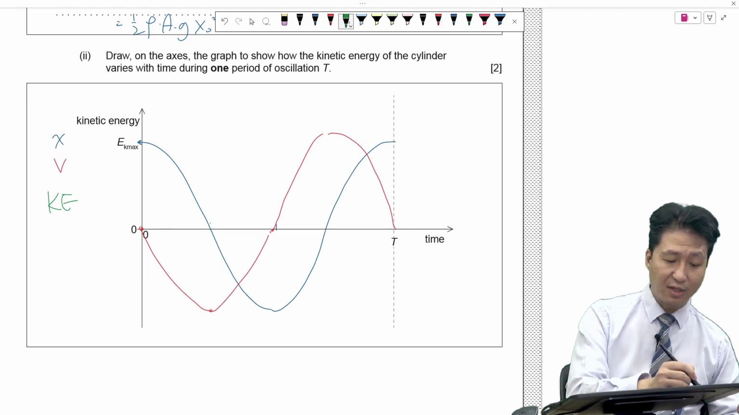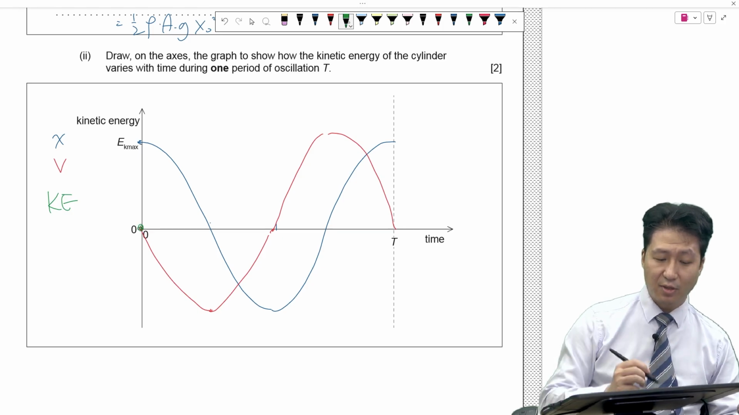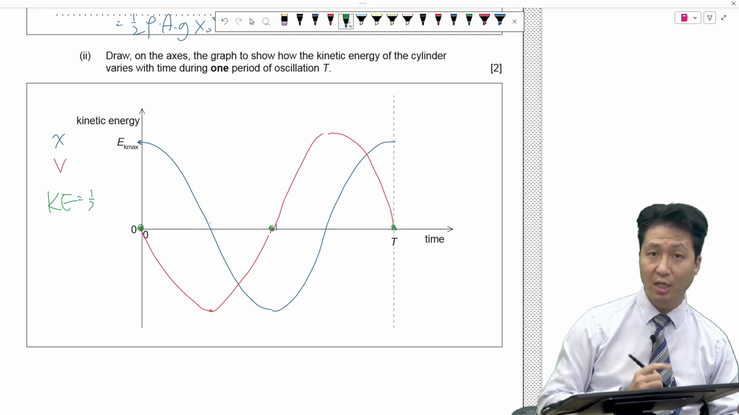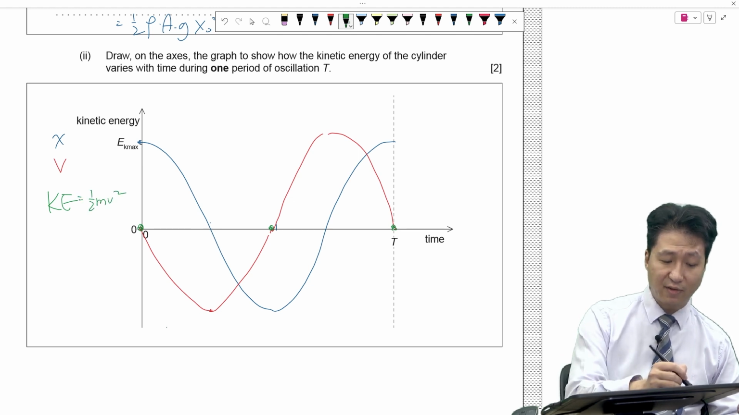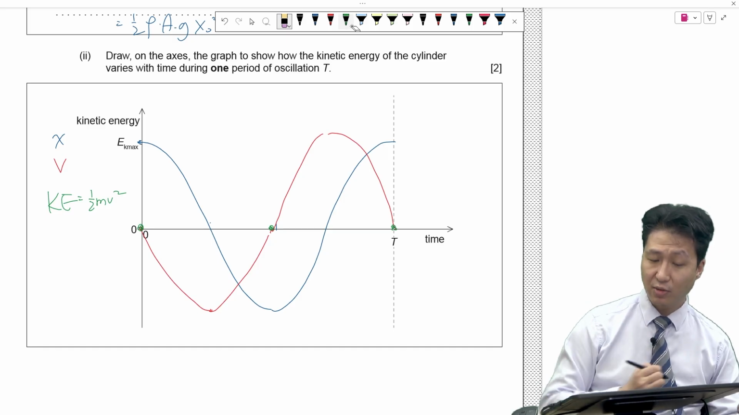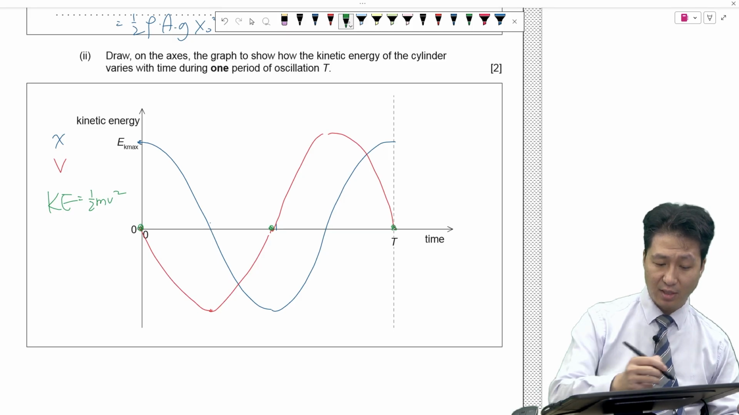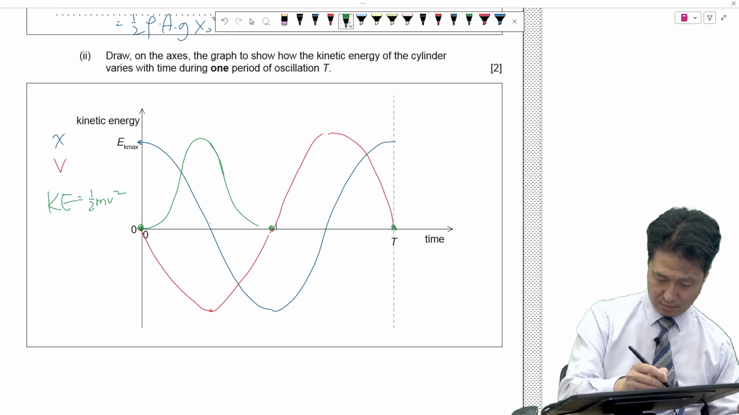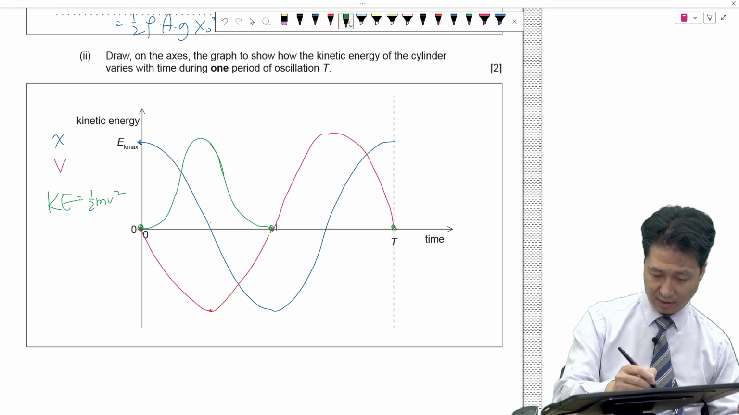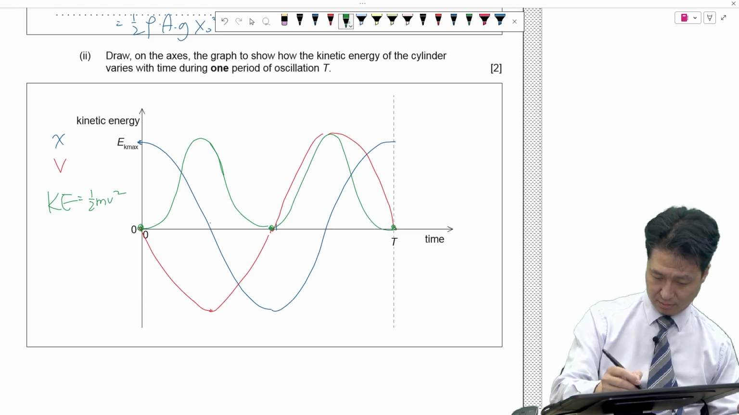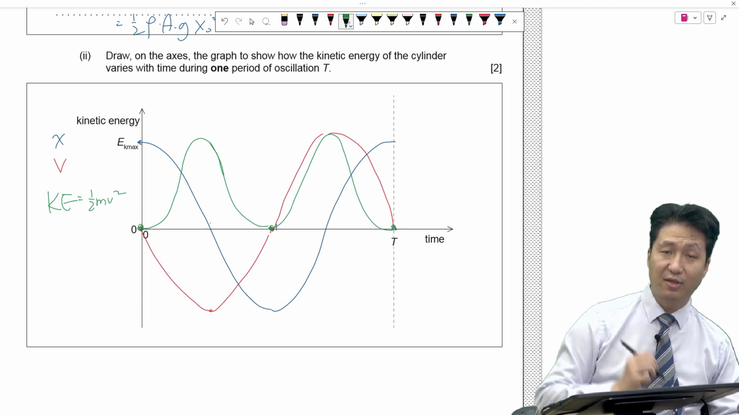Finally, what would the graph for the kinetic energy look like? Well, everywhere where the velocity is 0, the kinetic energy should also be 0. Here's the thing, kinetic energy is 1/2 mv squared, which means that even though here the velocity is negative, when you square it, you get a positive value. So when you square a sinusoidal graph, you still get a sinusoidal graph. It looks kind of like this. And then it will do this one more time. Now you have the graph for the kinetic energy.